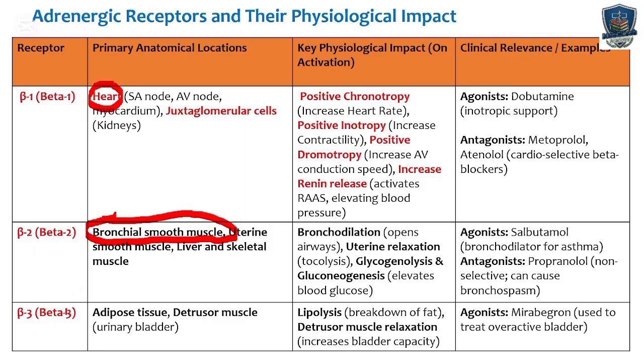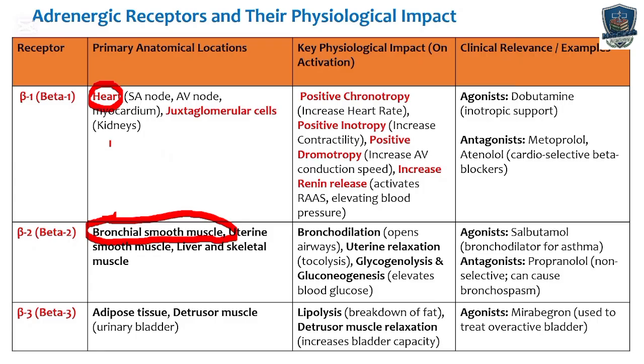Beta 3, rarely mentioned, is always found in adipose tissue or the detrusor muscle, and it may lead to lipolysis, which is the breakdown of fats. In the detrusor muscle it may lead to an increase in bladder capacity. An example of the agonist drug that is always used is mirabegron, which is used in overactive bladder. This is a condition that you're going to look at when you do medical surgical nursing.